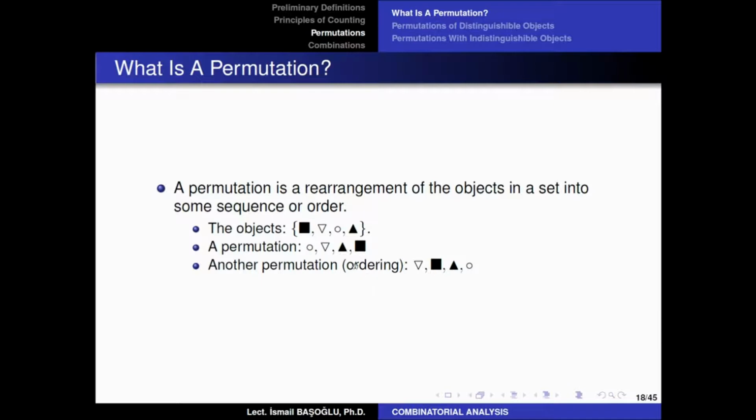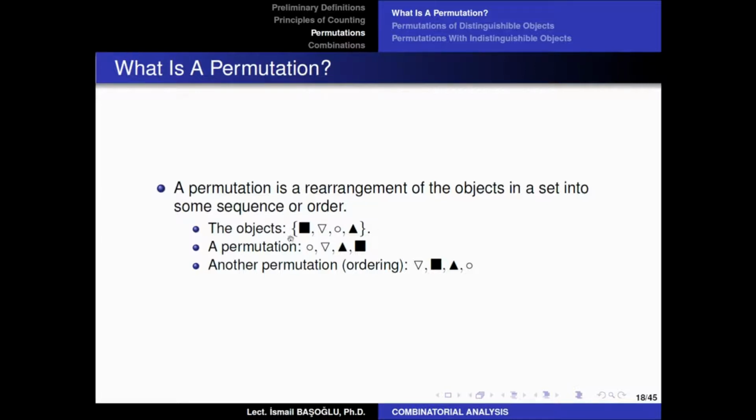Ordering is permutation. Permutation is not a number. When people ask the number of permutations, permutation means ordering. So we are basically asking the number of possible orderings. Now, in order to talk about a permutation, first we need to talk about a set of objects.